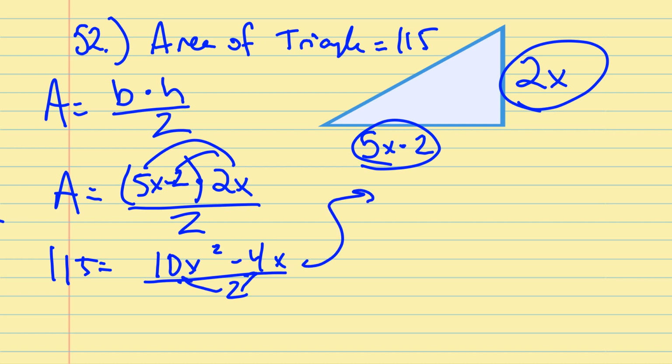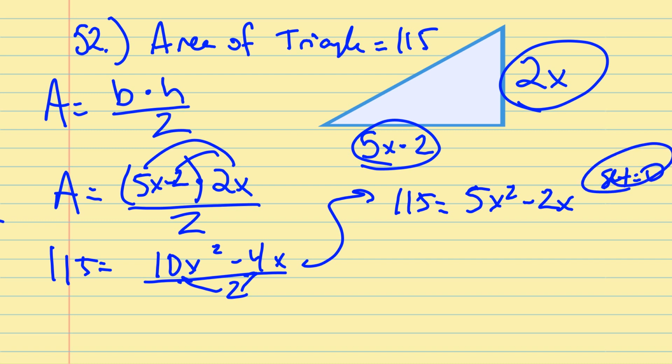So this becomes 115 equals 5x squared minus 2x. I have to set it equal to 0. Remember, that's the rule. Step 1, always set it equal to 0 before you use your GPS. So I get 5x squared minus 2x minus 115 equals 0. And then I have to figure out how to get 115.